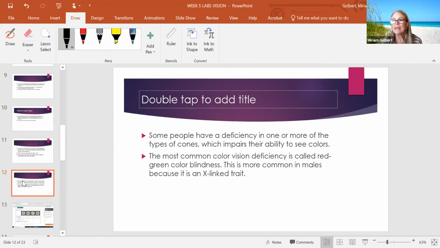Green-red is more common. And of course, it's more common in males because color blindness is a genetic trait that is carried on the X chromosome. Females can be carriers because we have two X's, so it's not as common. Remember that one of our X's in the female is inactivated during development, so anything on that X is not going to show in the organism. But in males, whatever they have on that X is going to be expressed. So if they have that mutation for color blindness, they're going to be colorblind.